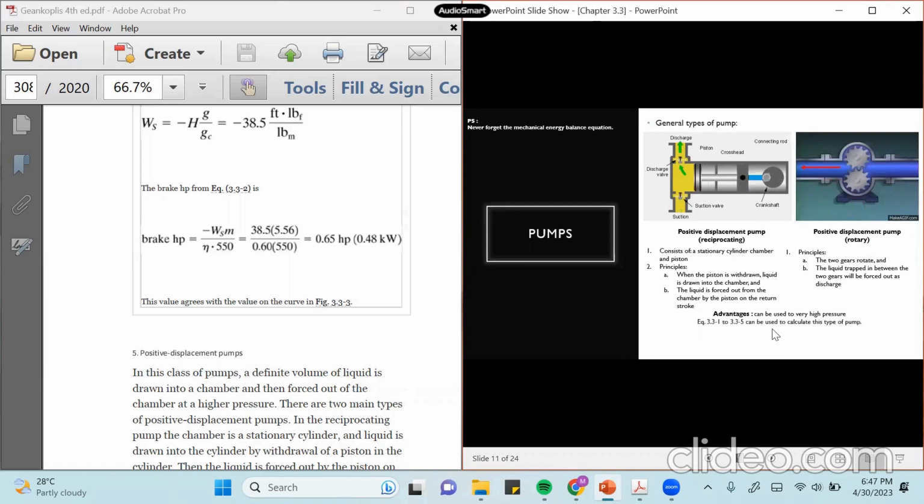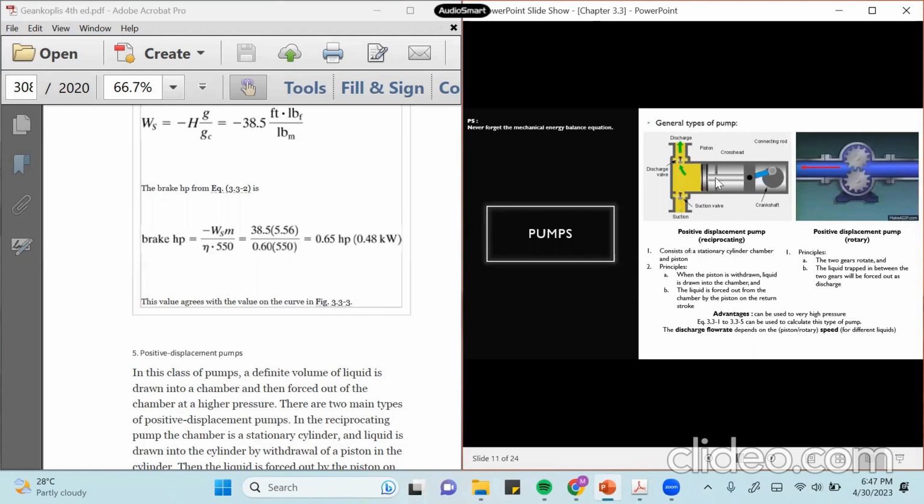Now, the advantage of these two pumps is that they can be used for very high pressure. Again, you can use equations 1 to 5 to calculate this type of pump. The discharge flow rate depends on the piston speed, or on the rotary speed.